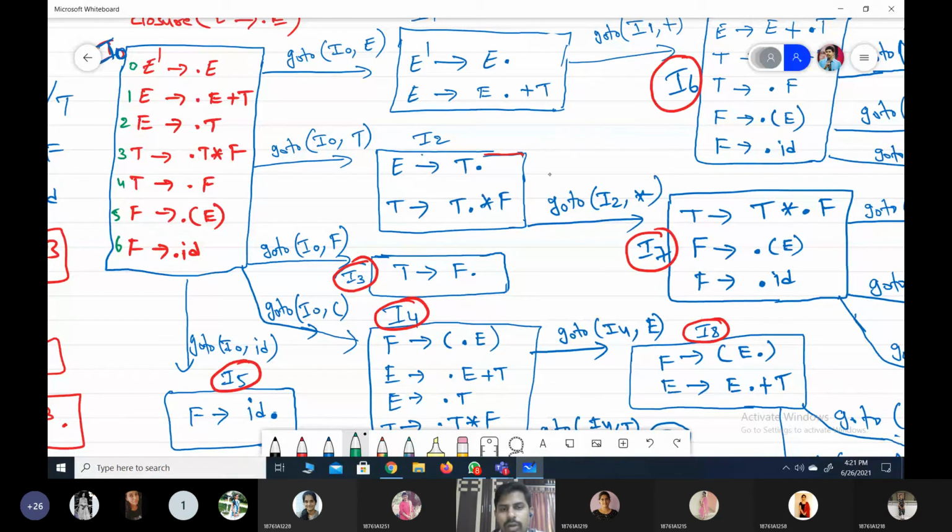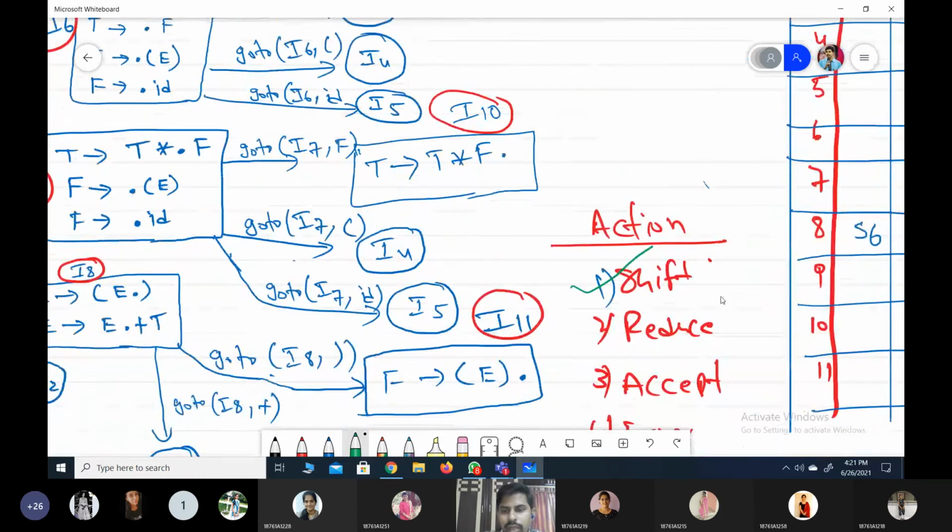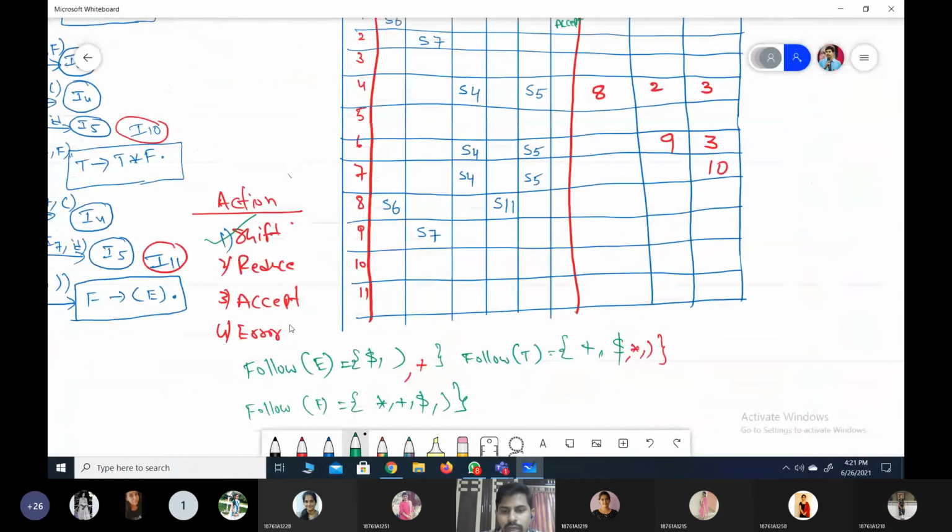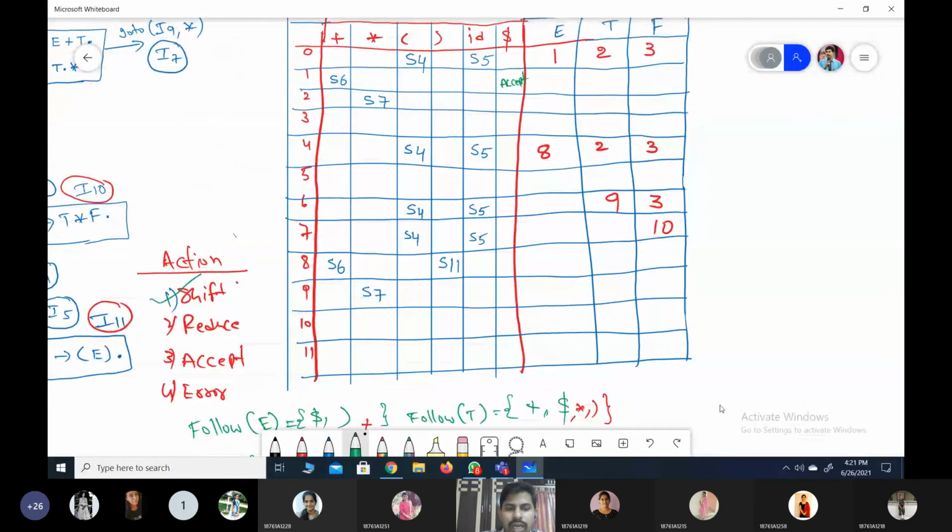Where we have to write R2, that means the production's left hand side symbol. What is the production left hand side symbol? E. Identify the follow of E symbols. On the second row, for the follow of E symbols, you have to add R2. So a dollar is available. You have to add R2 on dollar, R2 on closed parenthesis, R2 on plus.